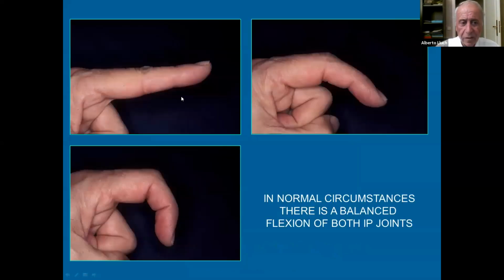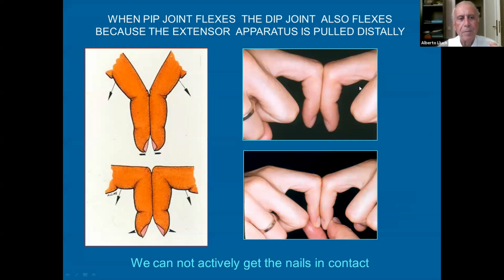This is a normal finger. And here on the left, it's my finger in full extension. PIP is in extension, DIP is in extension. If I flex the PIP 30 degrees, let's say, the DIP flexes about 15 degrees. If I flex the PIP 70 degrees, the DIP flexes 45 degrees. So there is always a balanced flexion of both joints. When one flexes the PIP joint, the DIP joint flexes.